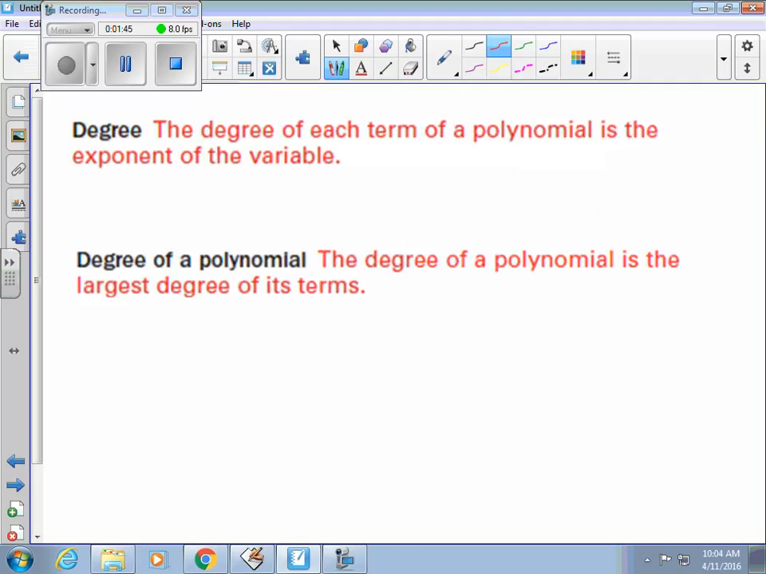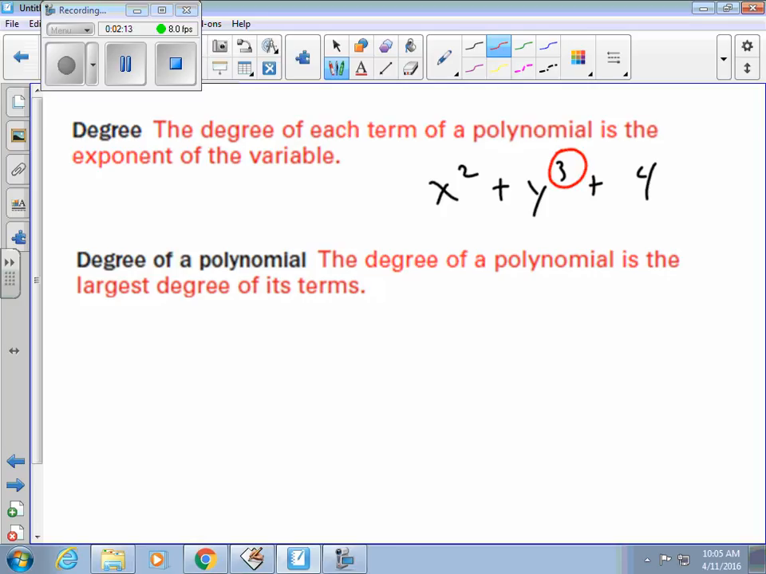Then you have degrees and degrees of a polynomial. A degree is simply what is its exponent. If you have something that says x squared plus y to the third plus 4, if I ask you what is the degree of y, you're going to say y is to the third degree. What's its exponent? That's all that means. So when you see that word degree, that's all it means.